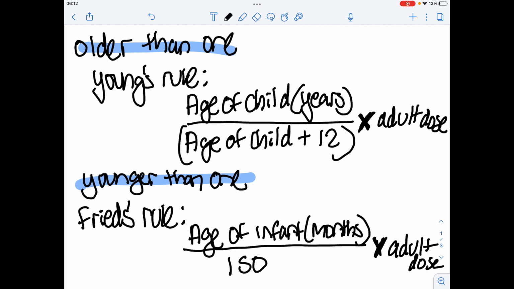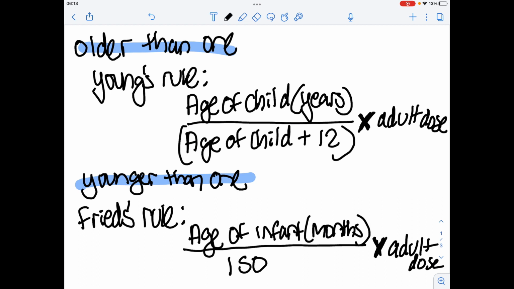which is when we take the age of the child in years, divided by the age of the child, once again in years, plus 12, and then multiply that by the adult dose. And this would then turn that adult dose into a children's dose. If the child is younger than 1, we would use Freed's rule, which is when we take the age in months, divide that by 150, and then multiply that by the adult dose to get the dose for that child.